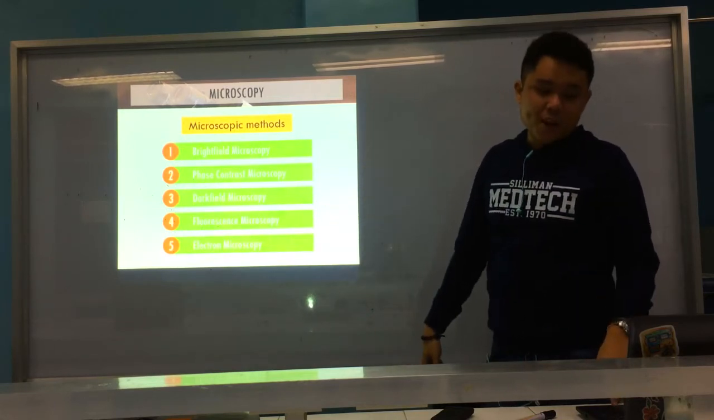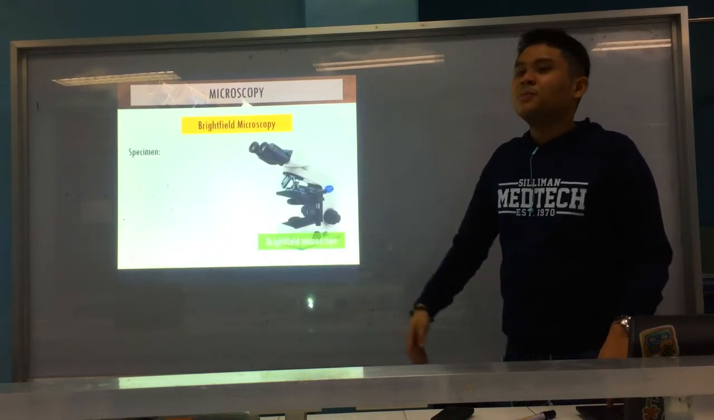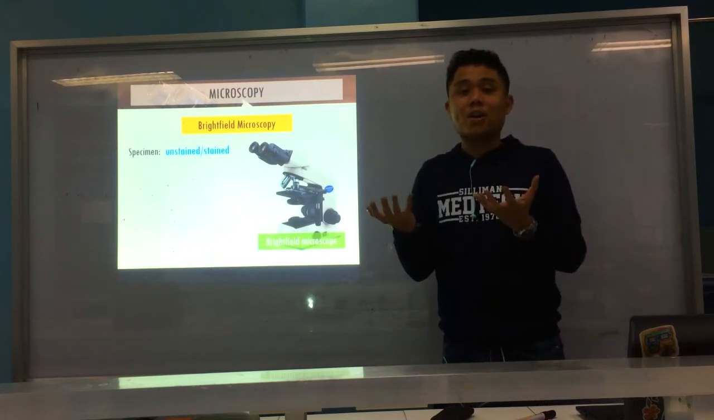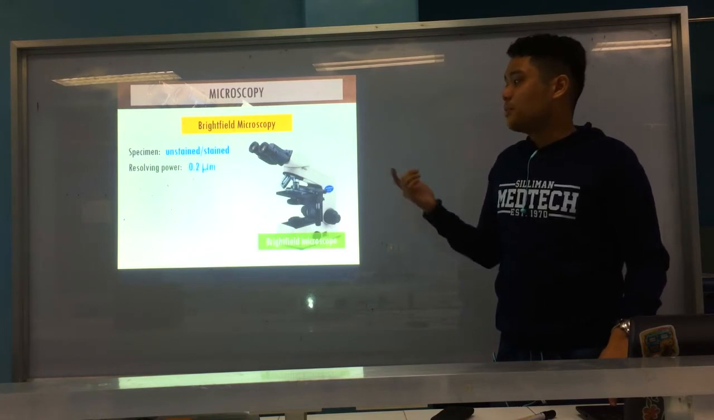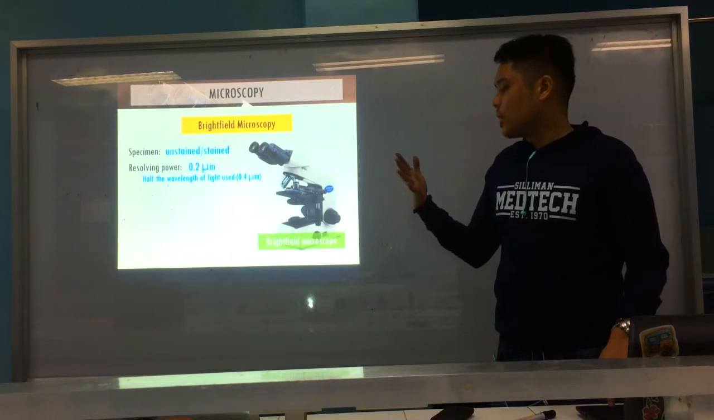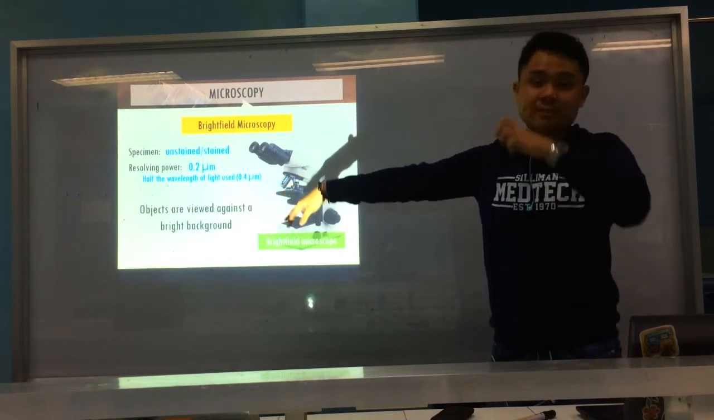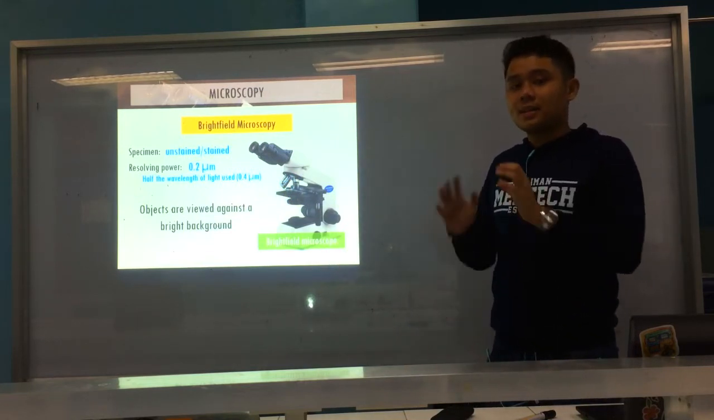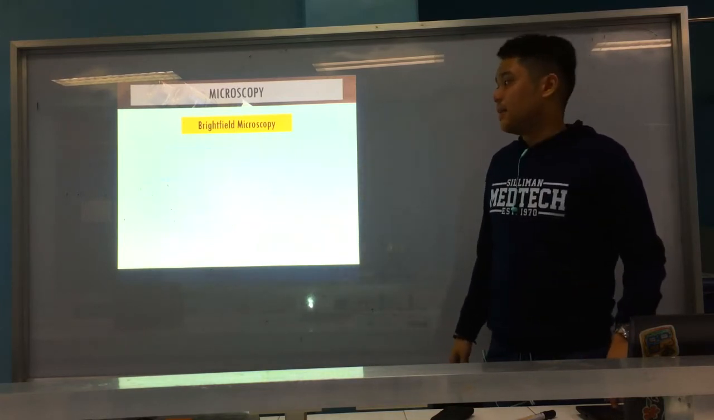Our first one is bright field microscopy, the most common, this is a bright field microscope. Your specimen is usually unstained or stained. Why bright field? Because the background is bright. Resolving power is about 0.2 micrometer, and half the wavelength, usually 0.4 micrometer, is what's used. Objects are viewed against a bright background. That's why it's bright field, because the field or background is bright.